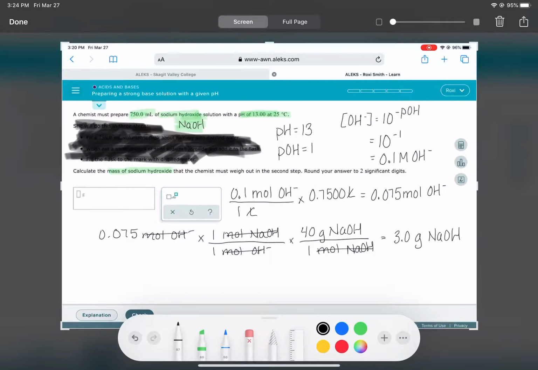It worked out to a really nice number, so that makes me feel kind of nervous. I might have messed my math up somewhere, but the process is correct.